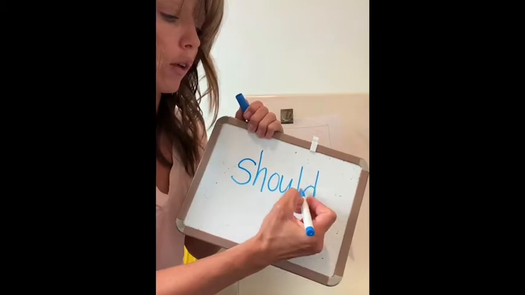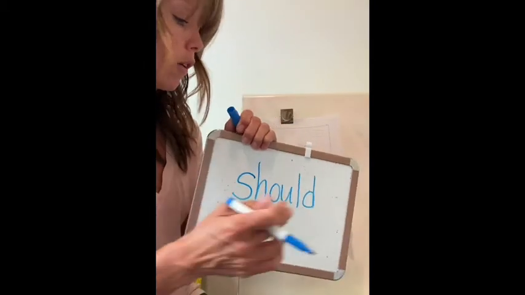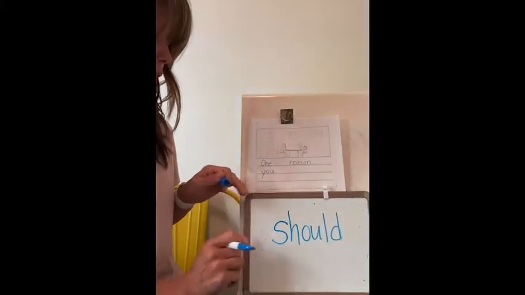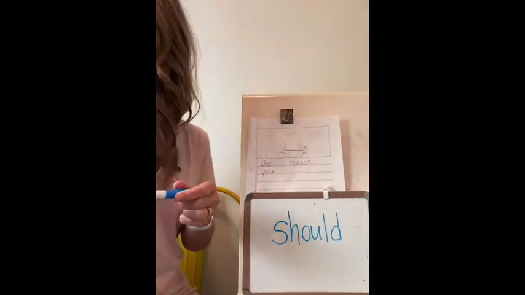S-H-O-U-L-D. Don't forget when you write your D, it's a donut and a door. Okay, don't get it mixed up with B. I'll leave that right there for you, and I'm going to write it in our book.